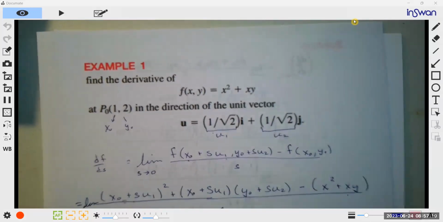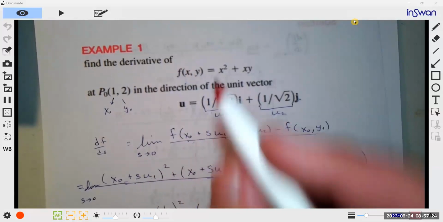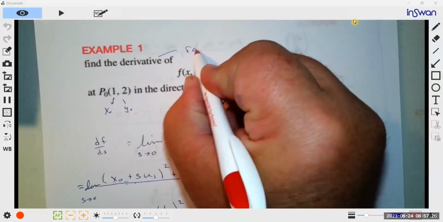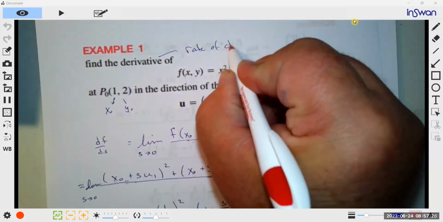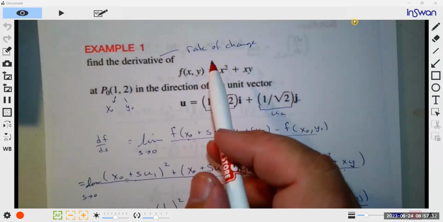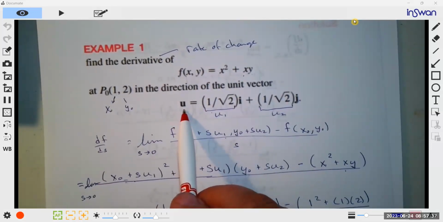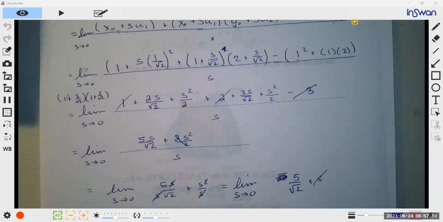Next page. Since we're finding the derivative, we're looking for the rate of change. So the rate of change of this function at this point in the direction of u is 5 over radical 2.